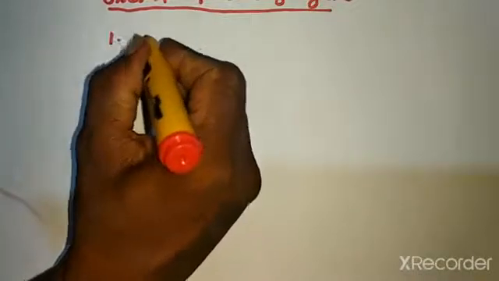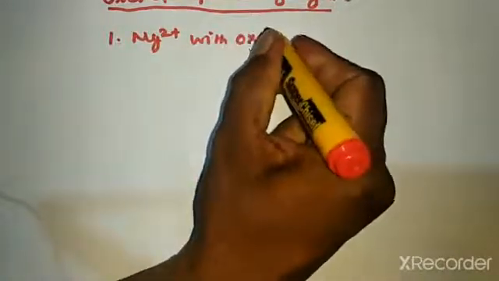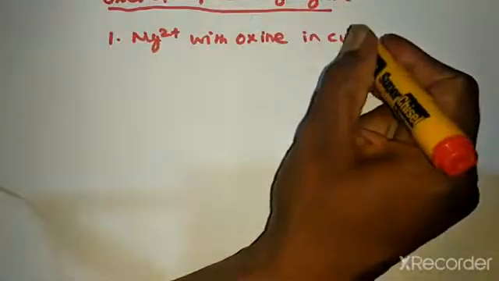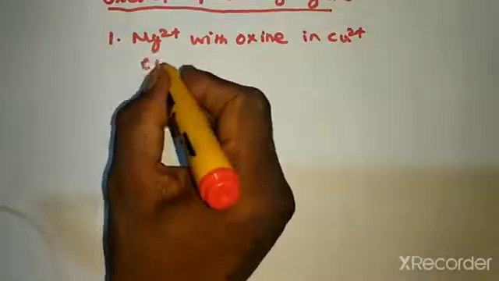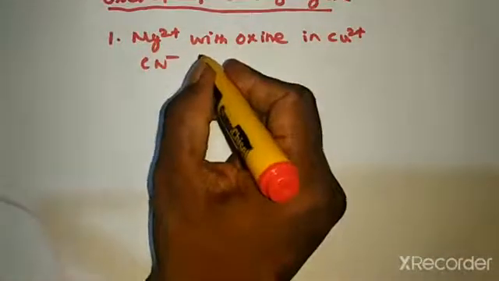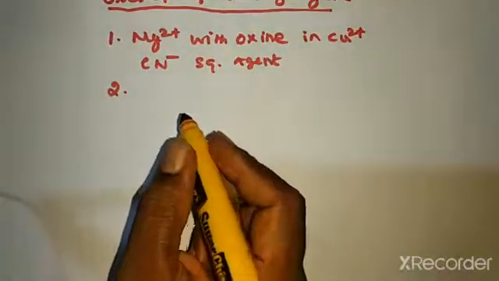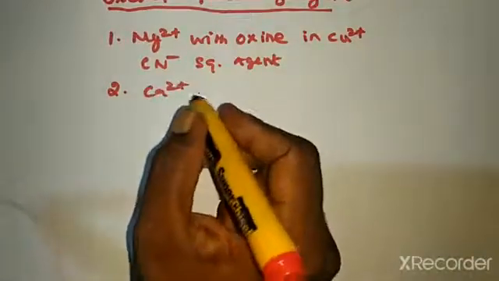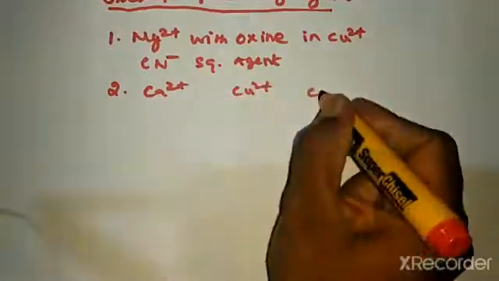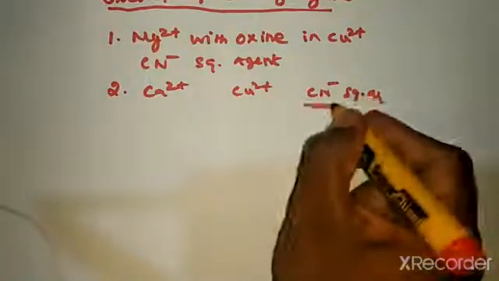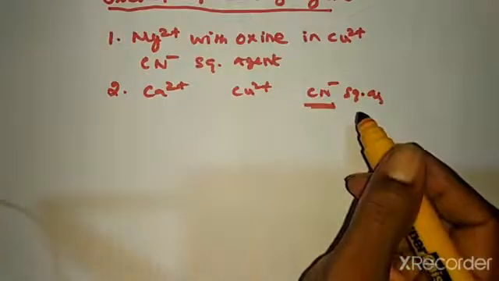That is, magnesium ion can be estimated gravimetrically with oxime in the presence of copper 2 plus ion. Here it uses cyanide. Already we have discussed cyanide ion as the sequestering agent. And the next use is in the estimation of calcium ion with a suitable reagent in the presence of copper 2 plus ion using cyanide. Here also the cyanide is used as a sequestering agent. By using cyanide we can form a complex with the copper ion.